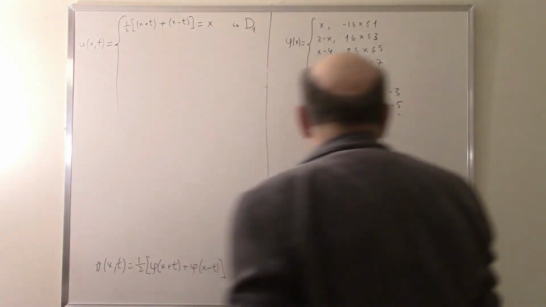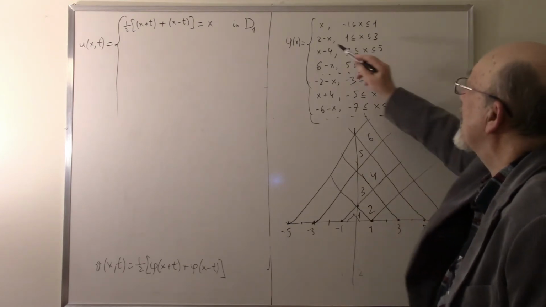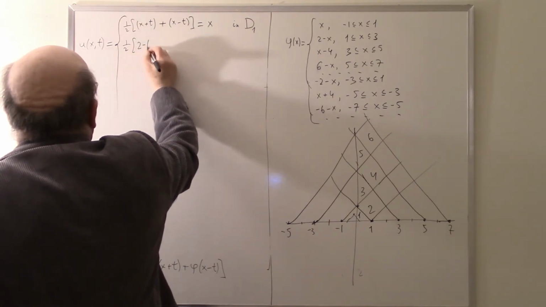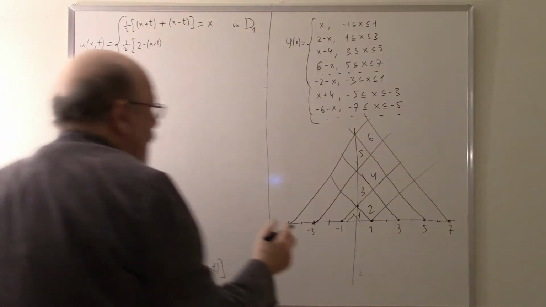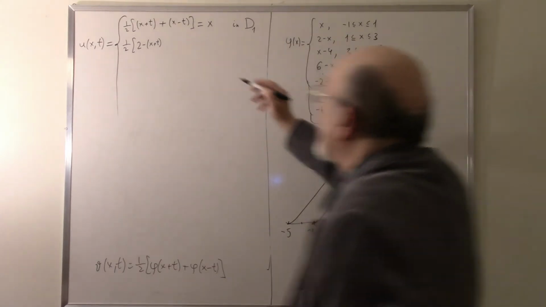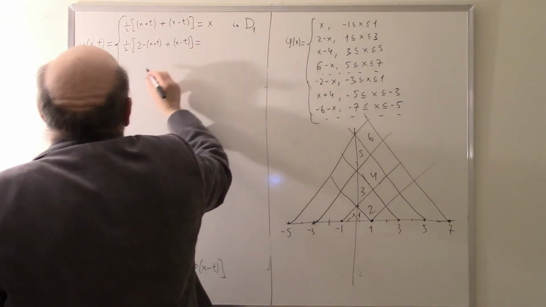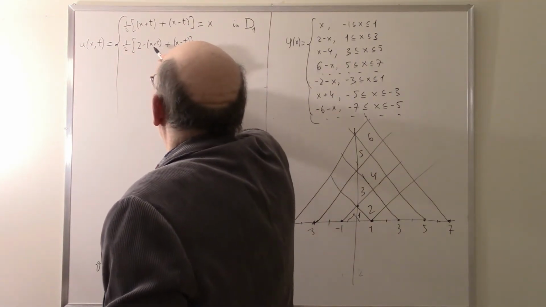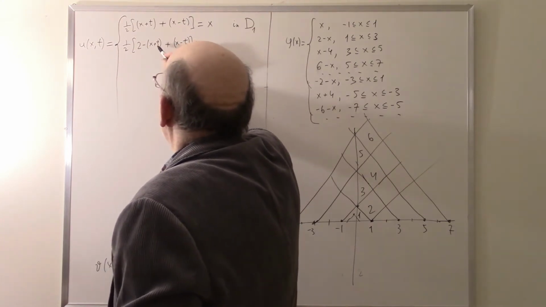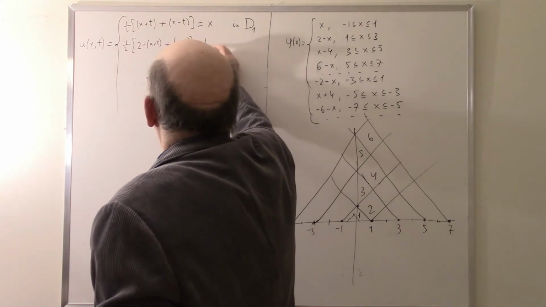In domain number 2, x plus t is between 1 and 3, where phi is 2 minus x, so it is 1/2 of 2 minus x plus t. And x minus t is between minus 1 and 1, so we use plus x minus t, which is equal to 1. Here is minus x, here is plus x, so x cancels out, 2 minus t and minus t. So 2 minus 2t times 1/2 is 1 minus t in D2.